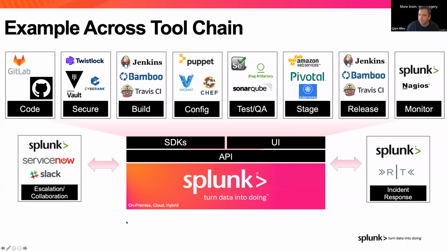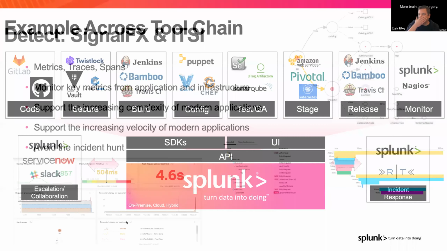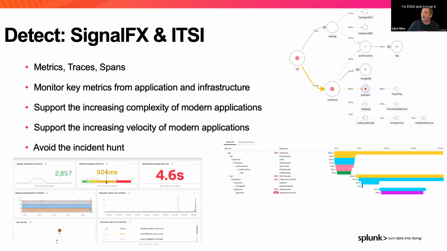All right. So back to the slides. So let's talk about SignalFX and ITSI for detection. The screenshots you see are SignalFX related, so it's going to be more on the APM side. This is where we're going to get our metrics, traces, and spans. If you've heard about the 3 pillars of observability, it's metrics, traces, and logs.